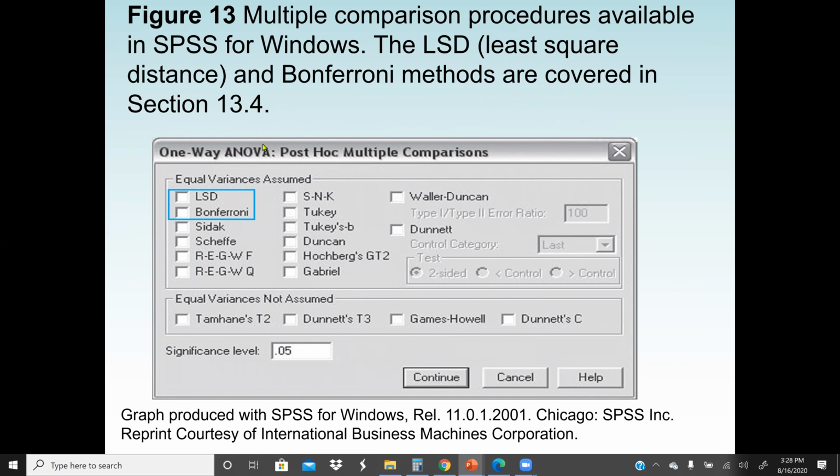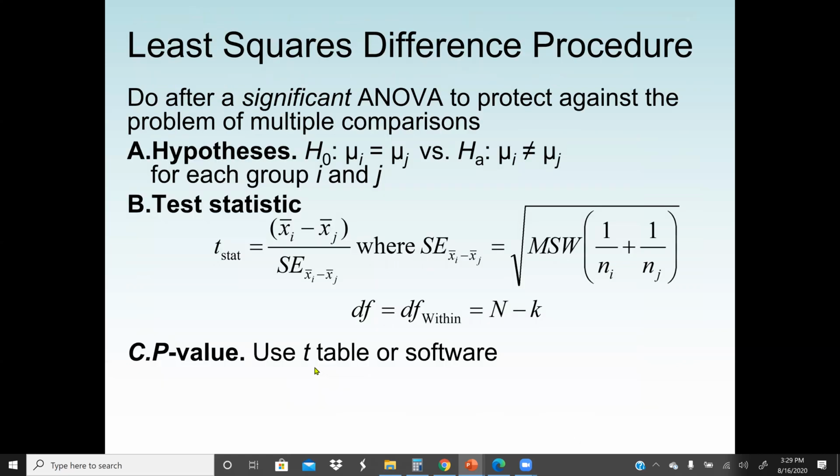So I use my SPSS to do the post hoc multiple comparison. I will select the LSD or the Bonferroni. Then for the significance level, we select 0.05. Then we click continue, and then we can get our result.